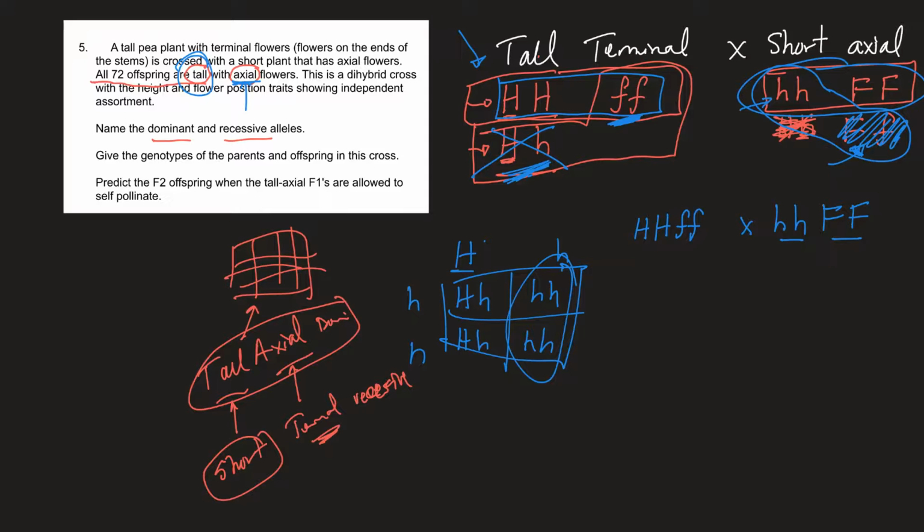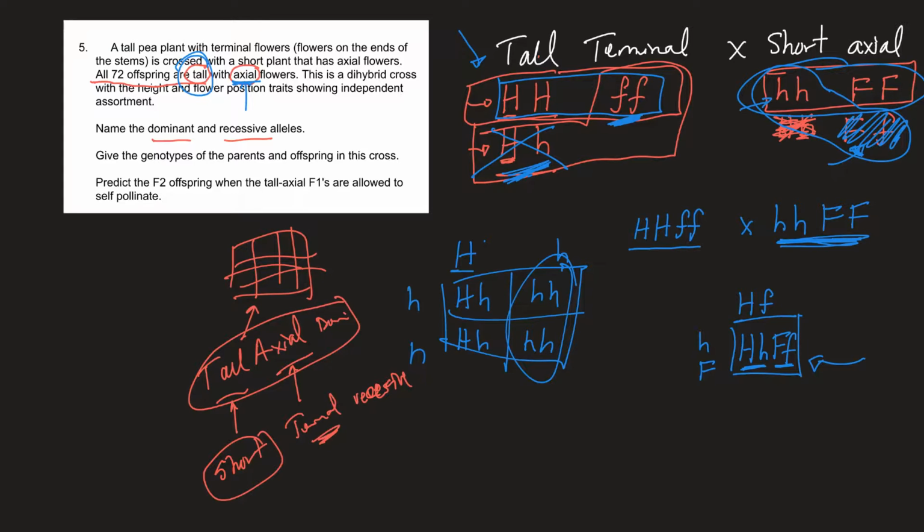Okay, so the only gametes that this guy can give is a capital H, little f. That's the only kind of gamete that you can get from that. And then the only gamete that I could get from this parent would be a little h, big F. That's a very small Punnett square. So when I cross those, I'm going to get an H, little h, big F, little f. So what I come up with is a heterozygote. But notice it's going to be tall and it's going to have axial flowers. And that's the only option.